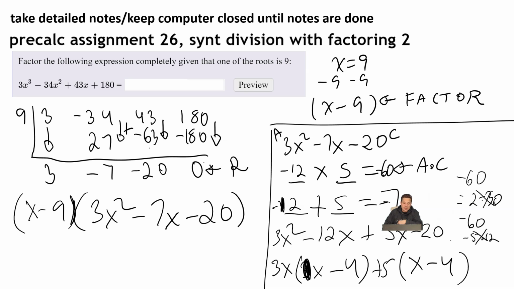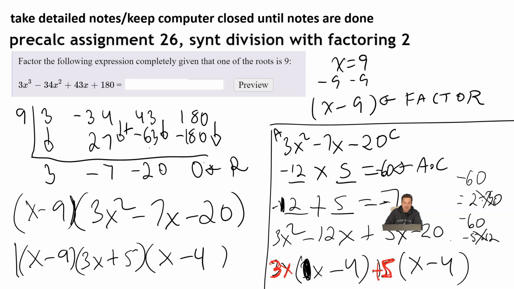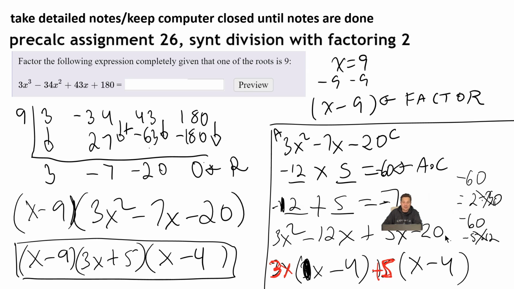So let's start combining everything. Take a look. It's going to look like this. The 3x in red will go together with the 5 in red. So let's do that on the side. I'm going to put the x minus 9, which is the factor from the root. Then I'm going to put the 3x with the plus 5 next. And then lastly, I'm going to put the x minus 4 in that position right here. And this quantity in that box represents the factored form of the expression.